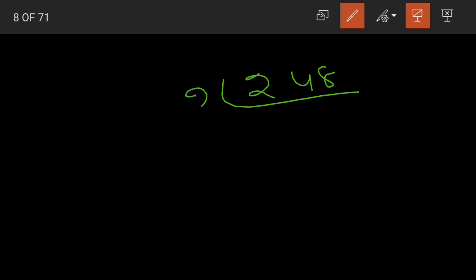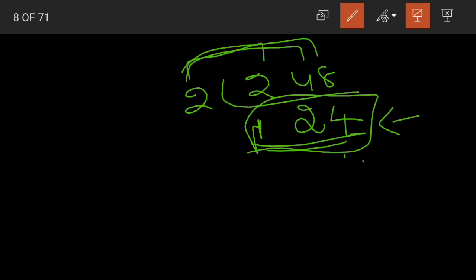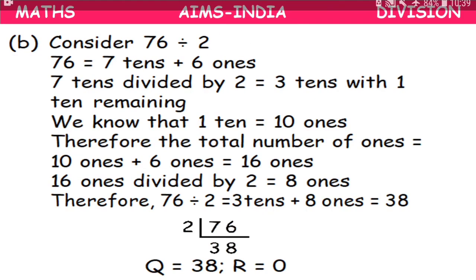248 divided by 2 in the short division method. First take 2. 2 ones are 2. Then we have 4. 2 twos are 4. Then 8, we have 2 fours are 8. We are simply writing the quotient here. 124 becomes our quotient. And it is exactly dividing the number. So the remainder becomes what? Remainder is 0. There is no remainder here.